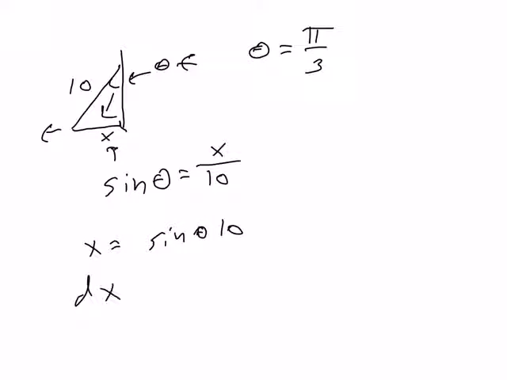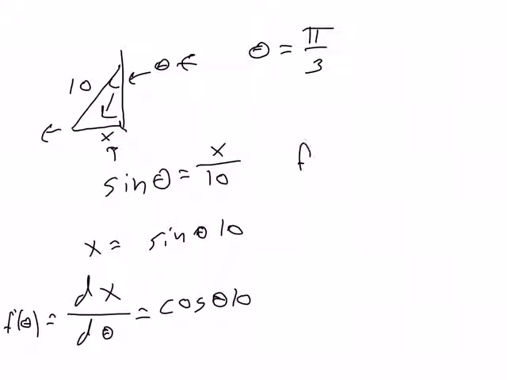So the change in x is what we're trying to find, because we're trying to find how fast x changes with respect to the angle. So when the angle is a certain amount, how quickly is x changing? So the change in x over the change in the angle is going to be cosine of that angle times 10. And this is the same as f prime of the angle.